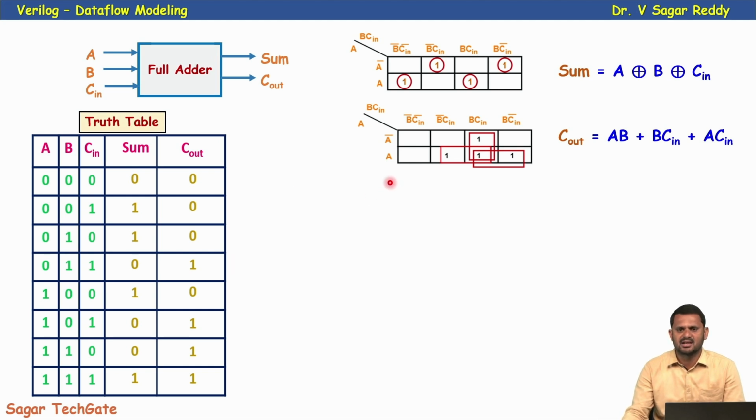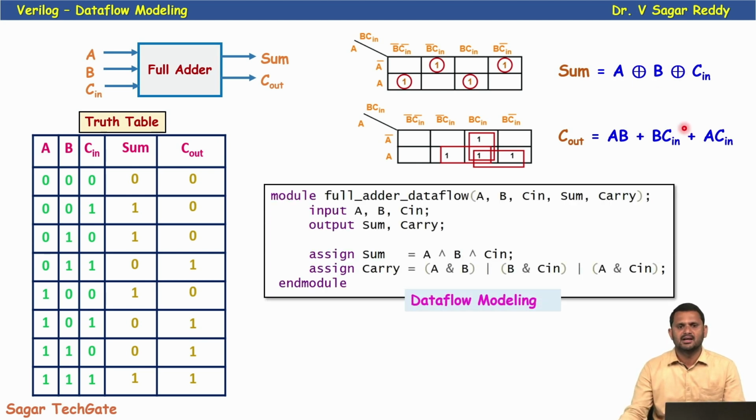Clear? My intention is not to find the K-map for sum and carry. If you want, you can pause the video and try to find the sum and carry expression by using this K-map. Clear? So I get some Boolean expression. I need some Boolean expressions. So how do I write this full adder code in data flow modeling?